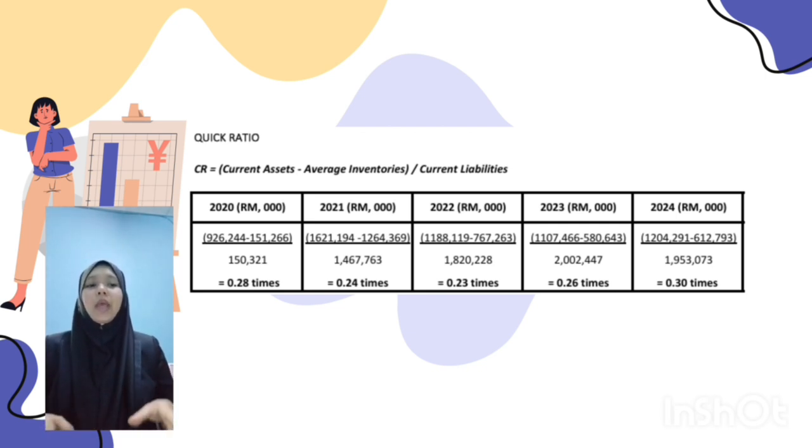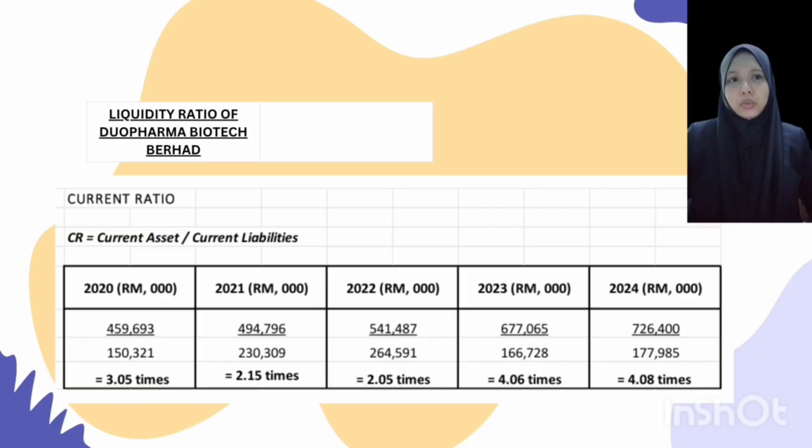Despite a slight rebound in quick assets, liabilities continued growing faster. This caused a marginal dip in the ratio to 0.23 times. Quick assets improved, and although liabilities increased, the ratio rose slightly to 0.26 times in 2023. In 2024, the company recorded continued growth in quick assets and a small reduction in liabilities, resulting in a healthier ratio of 0.30 times.